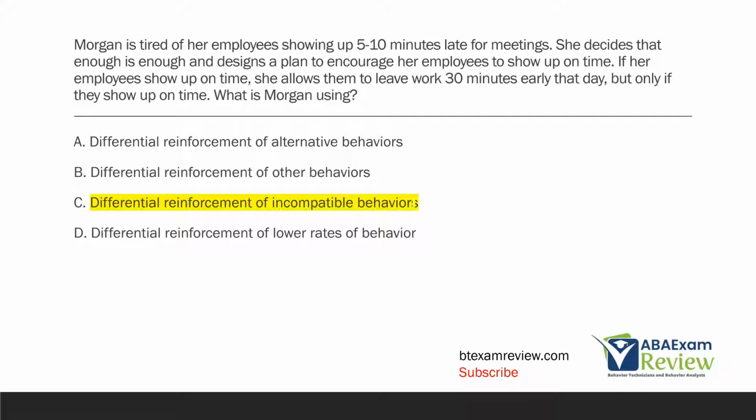If Morgan was teaching a replacement behavior that could happen at the same time as showing up late, that would be alternative. So the first question we ask, are we teaching a replacement behavior? And the second question we ask, if we're teaching a replacement, is it incompatible with the old behavior?